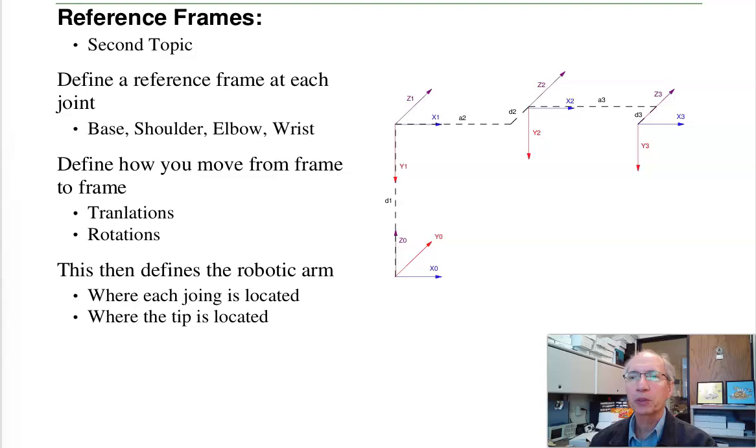The second topic we'll look at are reference frames. For a robotic arm, typically you define reference frames at each joint, like we've got the shoulder, the elbow, the wrist, the fingers. To go from reference frame to reference frame, I've got a translation and rotation. The way you define the reference frames basically defines the robot. It tells you where each joint is as you move the robot.